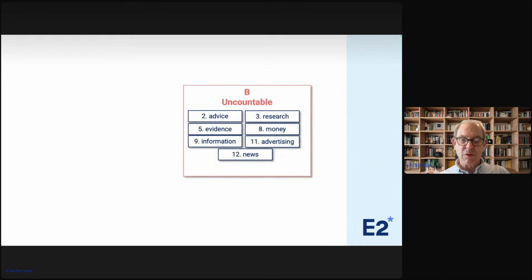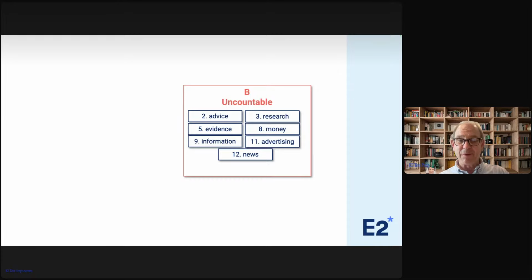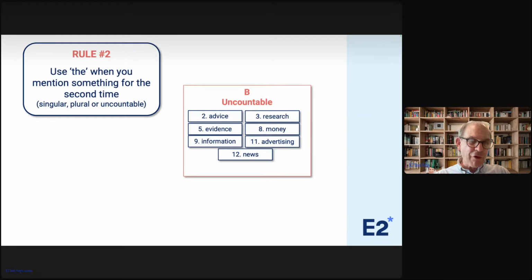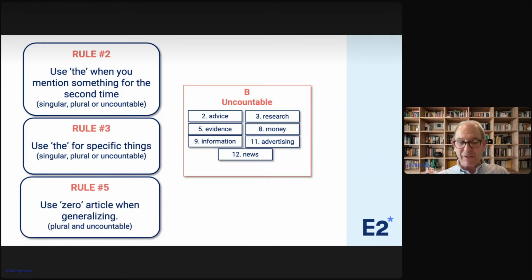What about them? All right. So choose a word and make a sentence. Yep. And then we'll play by the rules. Use the when you mention something for the second time. Use the for specific things and zero when generalizing.